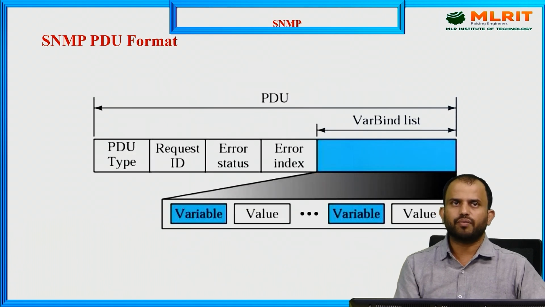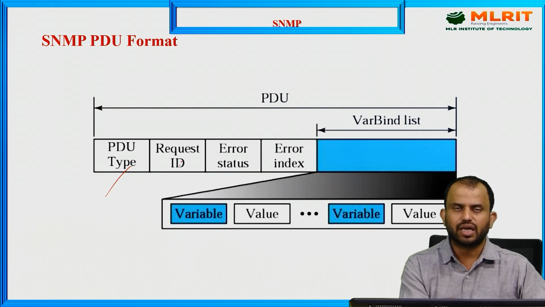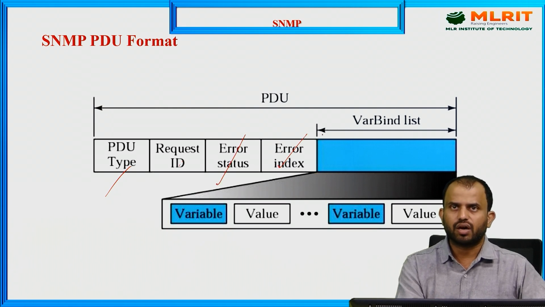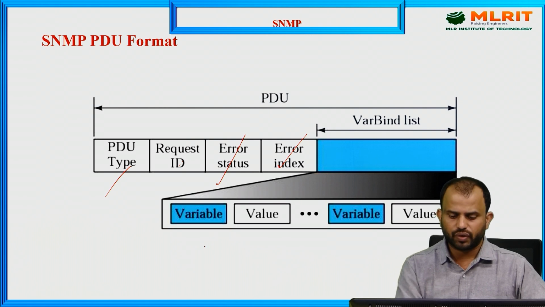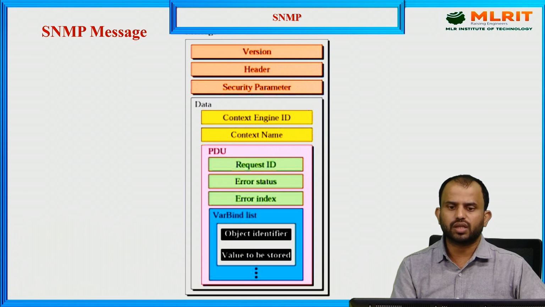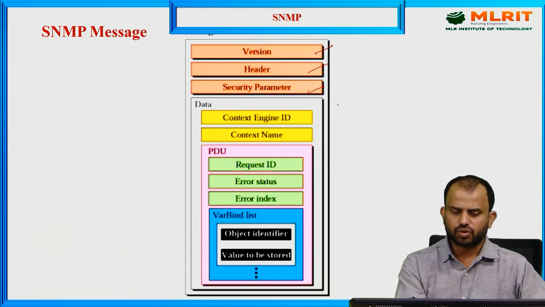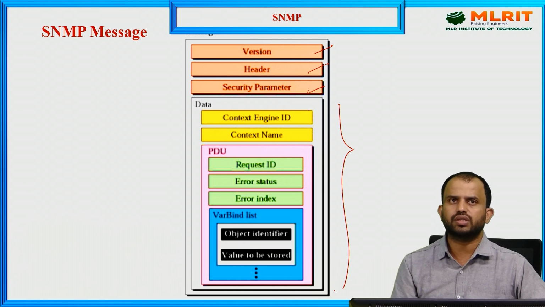And this is the PDU format. This is the working of the type, the request IDs, and any error status, error index, or variable binding list, with different kinds of variables of different lengths, all stored in this PDU format. And these are the PDU message fields: the version, header, security parameters, and respective body structure, all stored in this message structure.